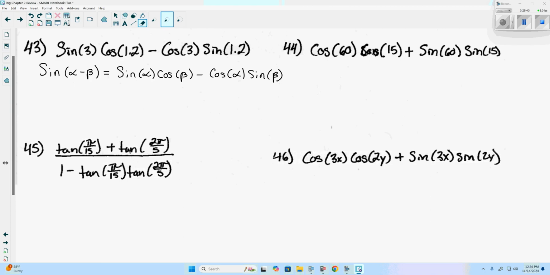Now, alpha in our case is 3, beta is 1.2. So really what we can say is this is going to reduce to sine of 3 minus 1.2, which is just telling us it's sine of 1.8.